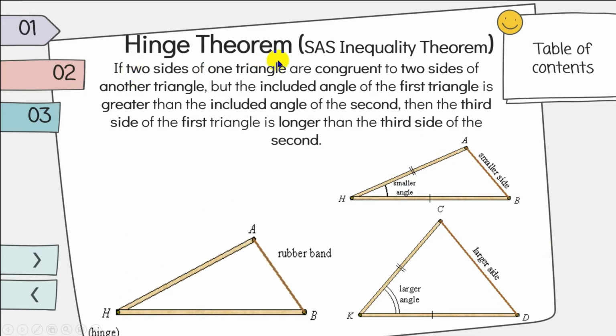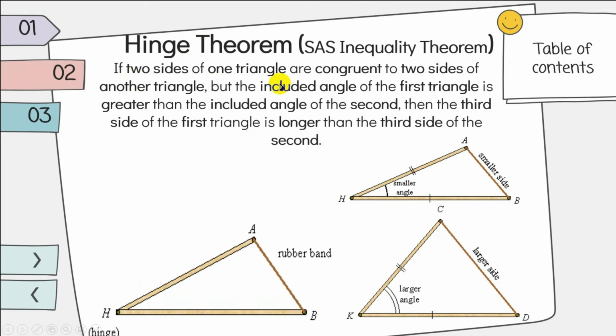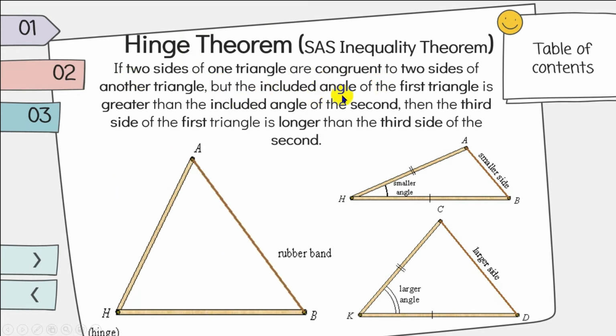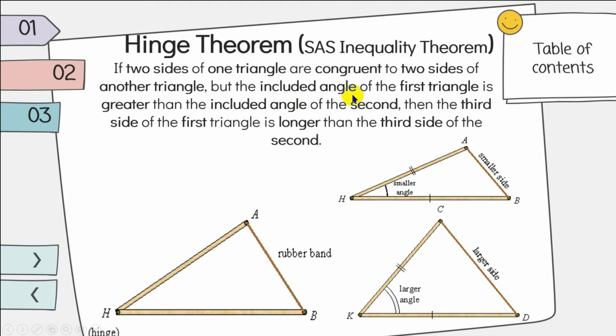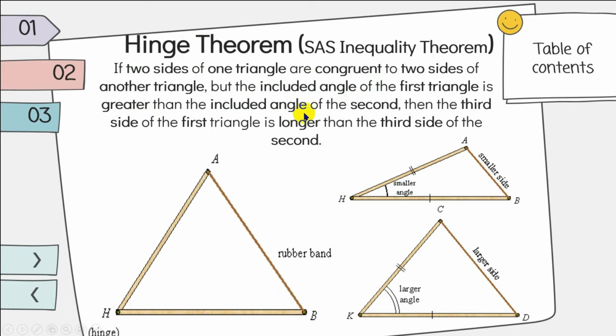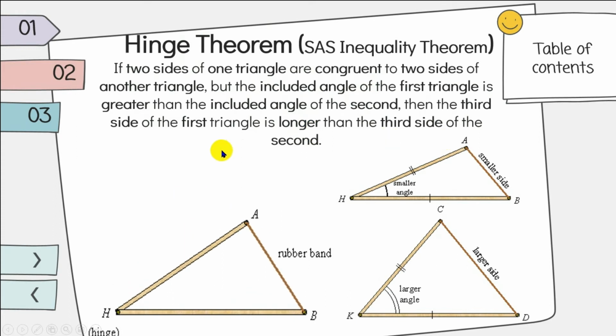First is the Hinge Theorem, na tinatawag ding SAS Inequality Theorem. Magagamit lang ito kapag meron tayong two corresponding congruent sides. And, alin po yung ating titingnan? The included angles. So, if the included angle of the first triangle is greater than the included angle of the second, then the third side of the first triangle is longer than the third side of the second.